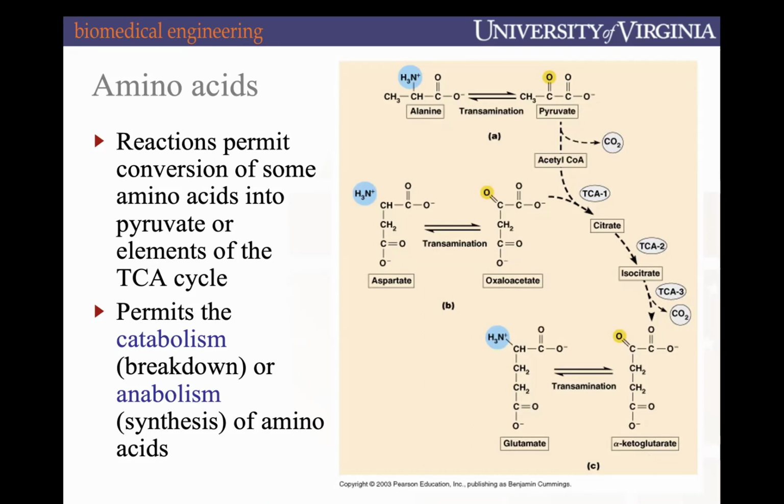But what's also key is that these processes are reversible. We can go from pyruvate to alanine, from oxaloacetate to aspartate, and from alpha ketoglutarate to glutamate. So this actually enables either the catabolism, or the breakdown, of these amino acids to feed into the cycle, or the anabolism, the building up of these amino acids from our intermediate metabolites from the TCA cycle. So that is how protein or amino acids can be used as metabolites during these pathways.